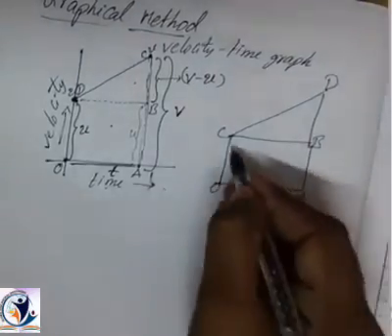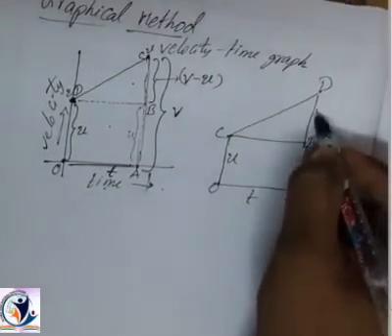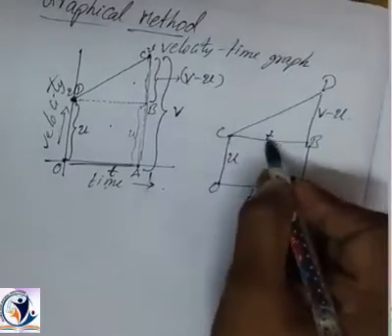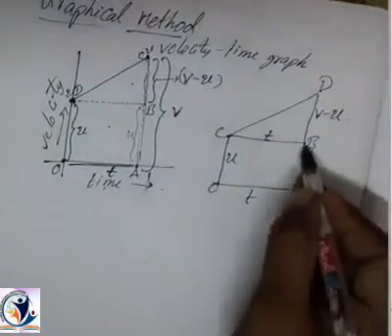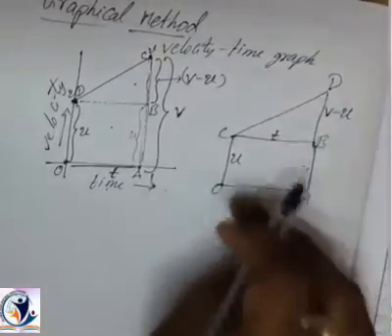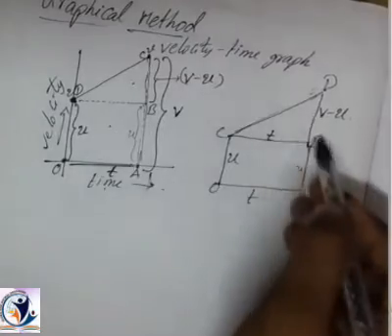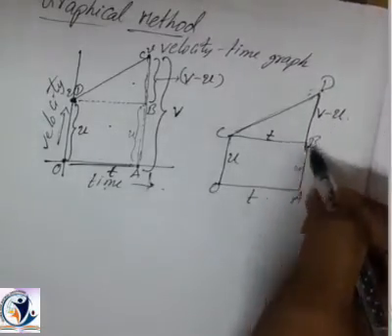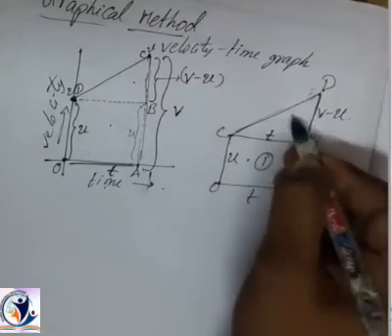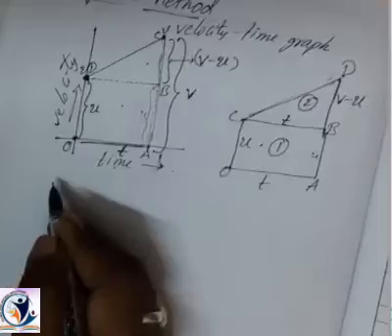Okay, now let me write down all the values of it. This is u and this is t. Okay, and this is v minus u, and of course this is t, right? This is u. Now I have mentioned all the values except this slant line, this hypotenuse. Now find out the area of figure 1. This is figure 2.